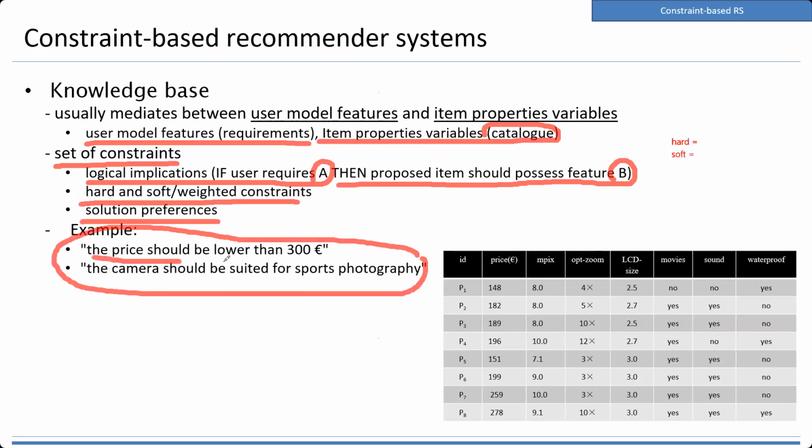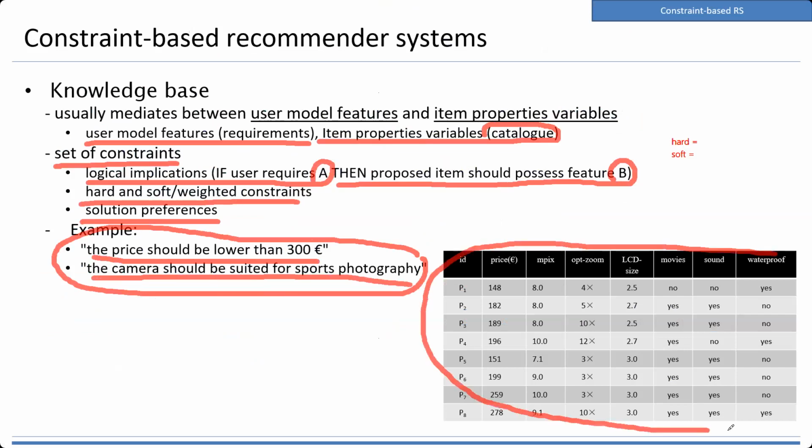The one that I mentioned to you: the price should be lower than 300 euro and the camera should be suited for sport photography. If you look at this table, the price should be lower than 300 euro. Okay, we have the column price. But what if there is no such feature? For example, the camera should be suited for sport photography. What can you check from this? We have the price column. We have the MPix, the megapixel.